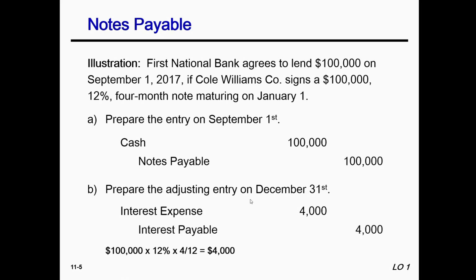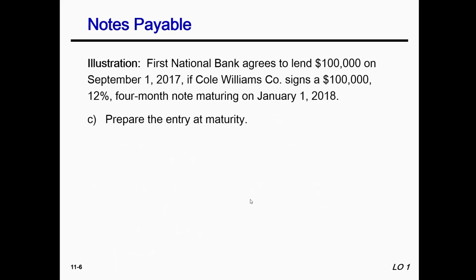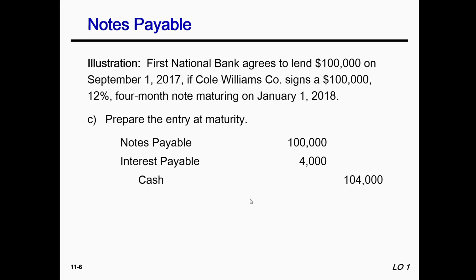Moving on to the third requirement for this question, prepare the entry at maturity. The maturity was on January 1st, 2018, meaning the money was returned as well as the accrued interest. So for notes payable, which was money borrowed, we are now returning it, so we'll debit notes payable. Interest payable liability will also get a debit because we are returning it, and cash will get a credit, together for 104,000.